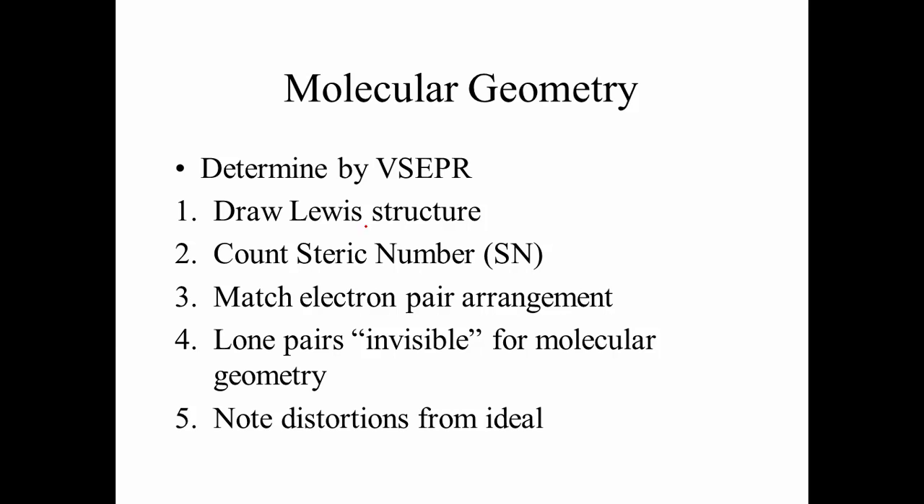So first we start out with a Lewis structure, like we saw in the first lecture, and then we're going to count the steric number. The steric number is the sum of the lone pairs and atoms, not bonding pairs, because there could be double bonds or triple bonds, so looking at the atoms or bond groups around the central atom in a molecule.